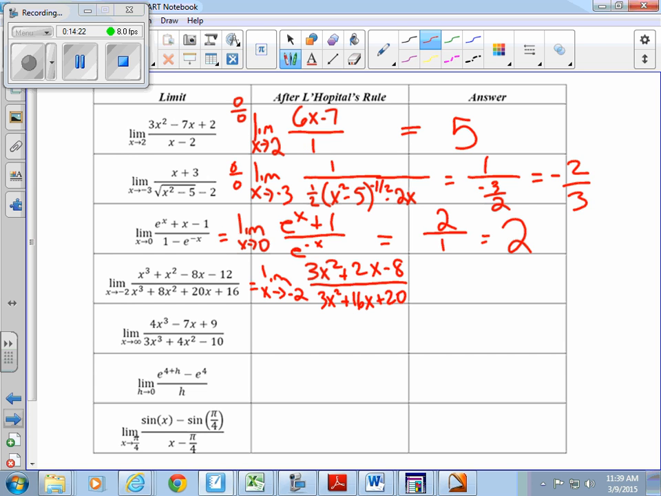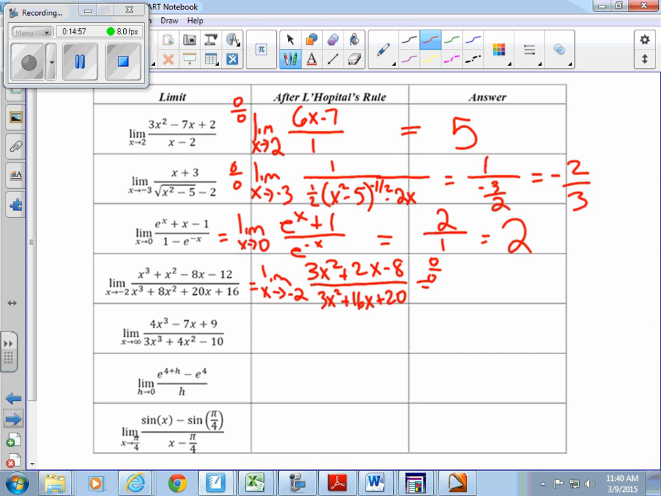Okay, plug in negative 2. Negative 2 squared is 4. 4 times 3 is 12. 12 minus 4 is 8. 8 minus 8 is 0. And then on the bottom, negative 2 squared is 4. 4 times 3 is 12. 12 minus 32 is negative 20, plus 20. Uh-oh. You're at 0 over 0 again.